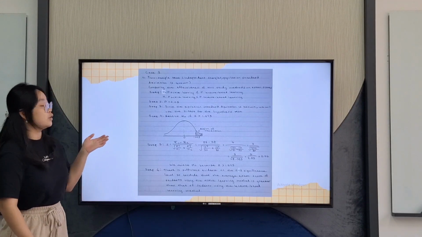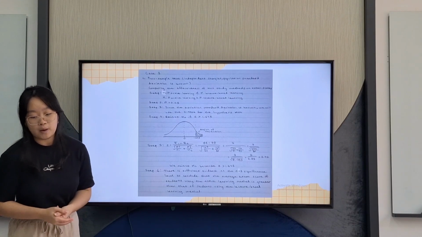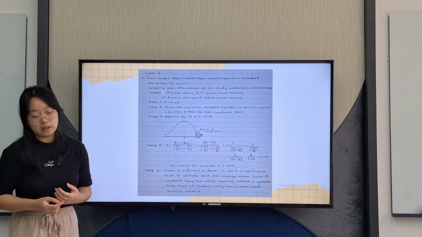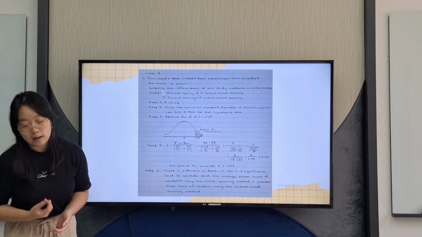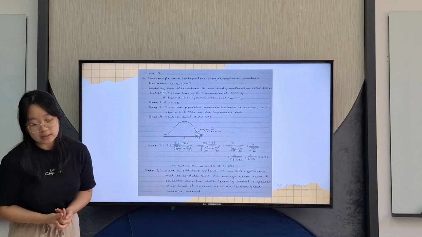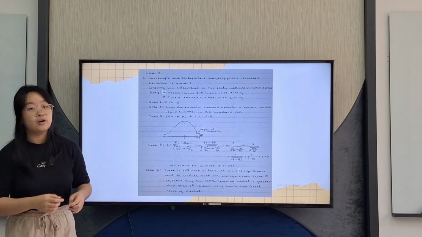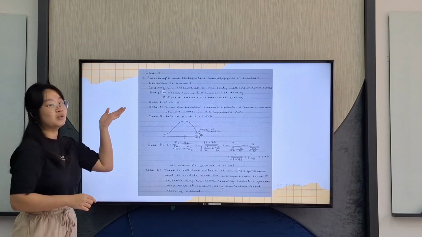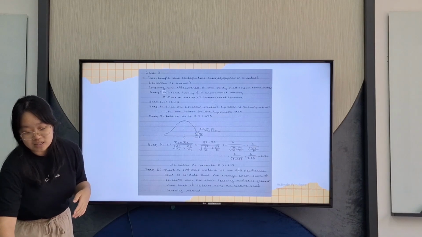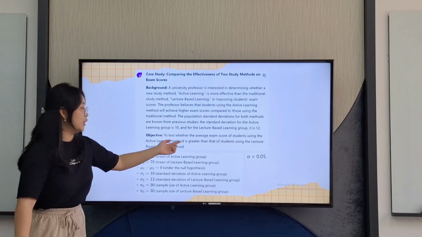This is the solution that we calculated manually. As for step 1, H0: mu active learning less than or equal to mu lecture-based learning, and H1: mu active learning greater than mu lecture-based learning. It is less than or equal to, and greater than, because from the question we can see that the keyword is greater than.